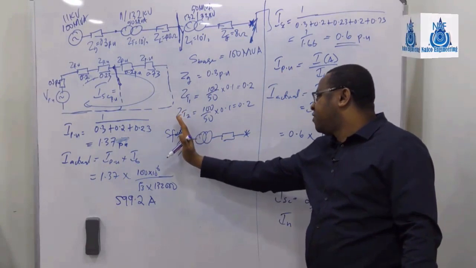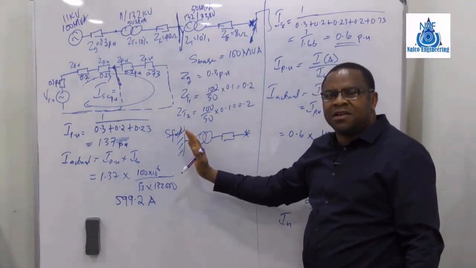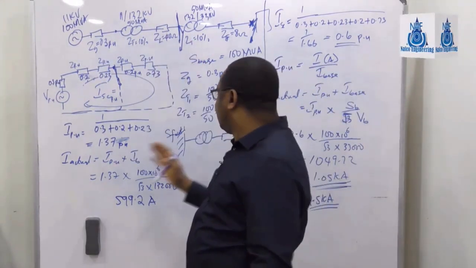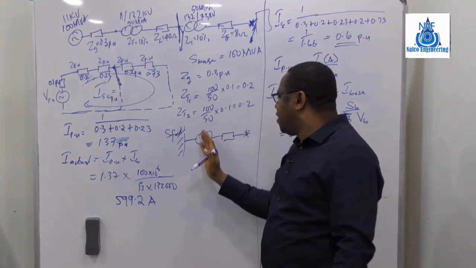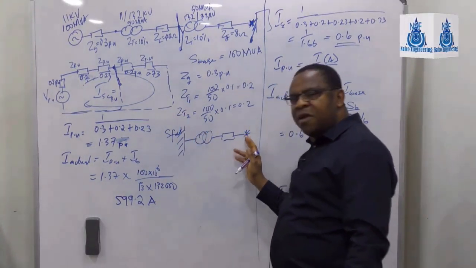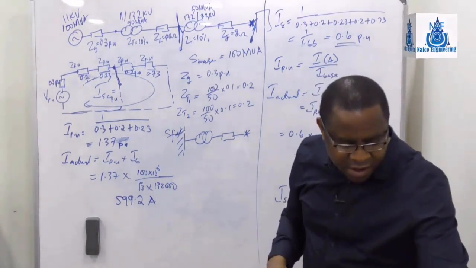But if I close this and assume that this is infinite, the resistance is very small, the impedance here is very small, to neglect the fault level, and I'm only looking at this downstream, what I'm going to get here is what we call the maximum fault level.